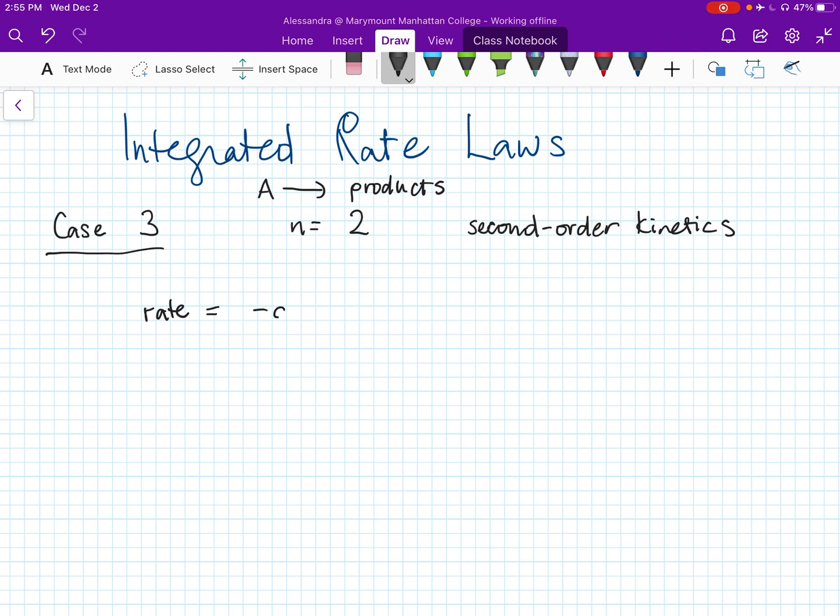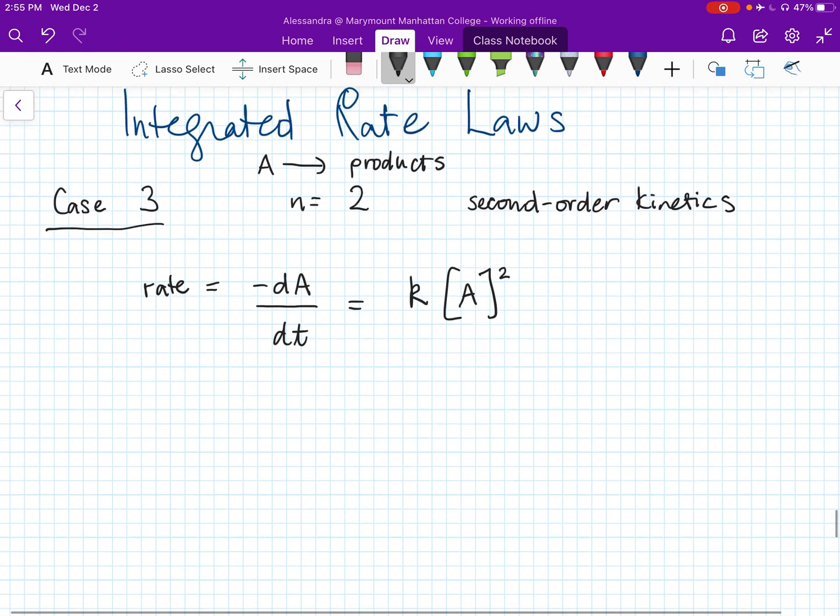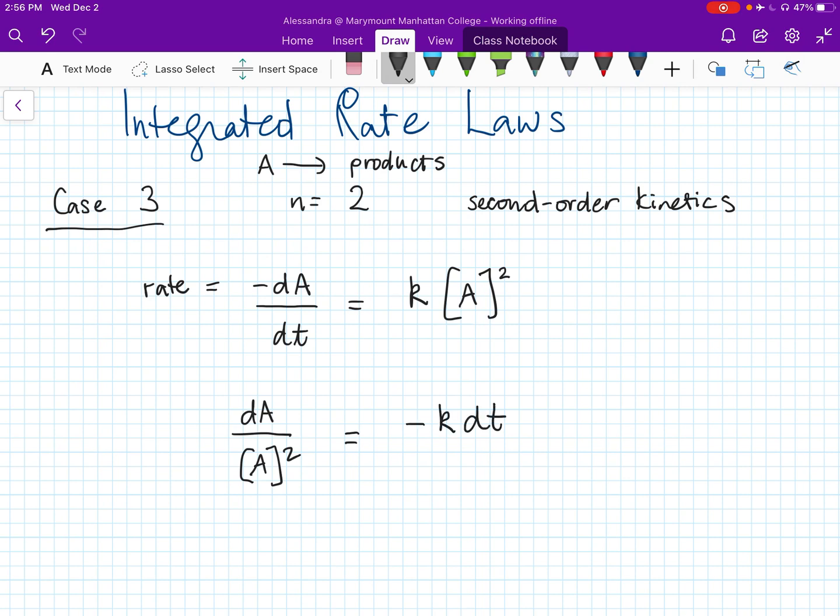The rate of the reaction, monitoring the decrease in the concentration of A with time, for a second order reaction is going to be equal to the rate constant times the concentration of the reactant raised to the power of 2, because n equals 2. Now, I want to once again rearrange this equation by collecting all of the terms with A on one side and then integrating both sides. So I'm going to collect all the terms with A on one side so that I get dA over A squared, and I'm going to move the negative sign to the other side, so I have k times dt.